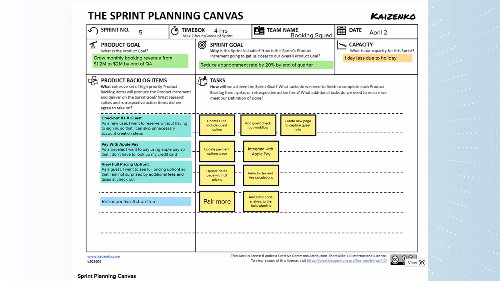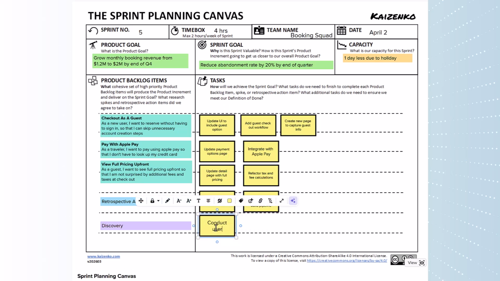Also, we might have some spikes or research activities that we need to do for things that are coming up in the product backlog for future sprints, like interviewing users or testing out our mockups.